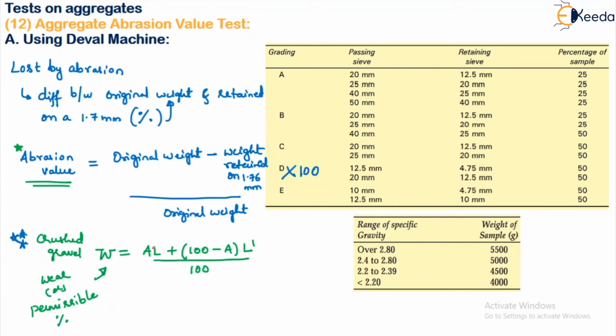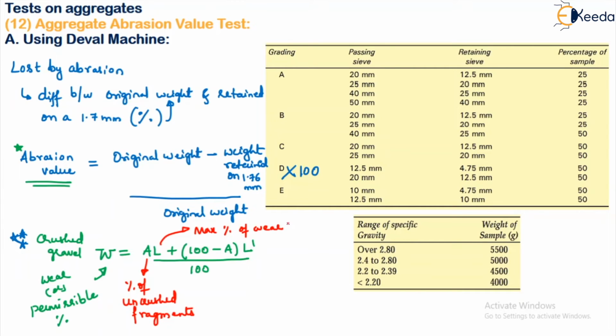Now, what are all these? This is your permissible percentage of wear, as I already told you. Next, A is the percentage of uncrushed fragments. Next, L. Here, L is nothing but the maximum percentage of wear that is permitted for a specific gravel consisting entirely of uncrushed fragments.